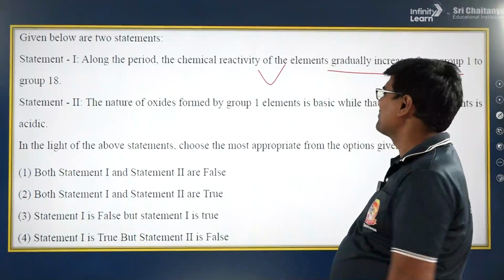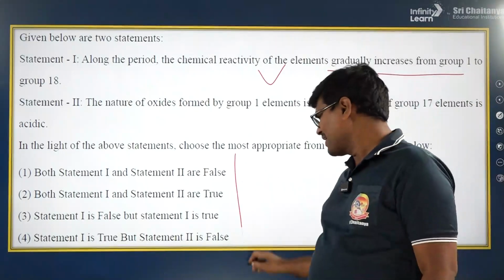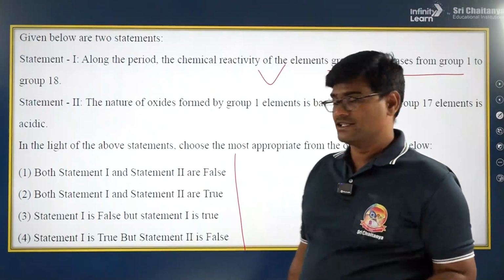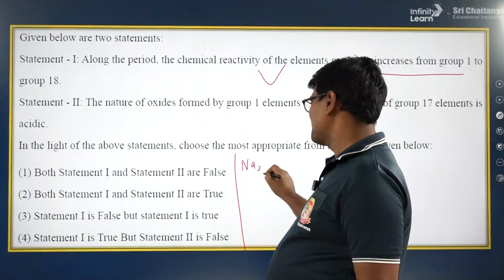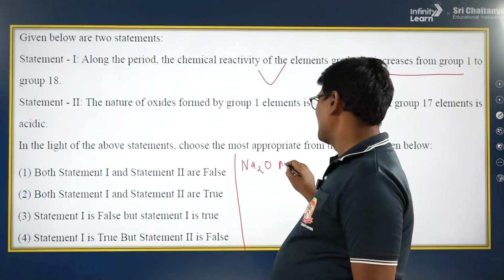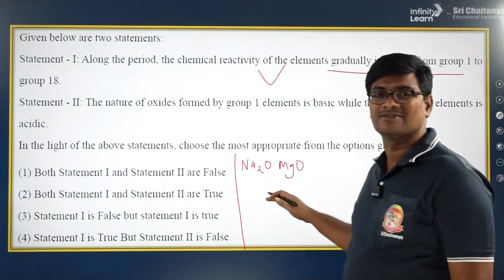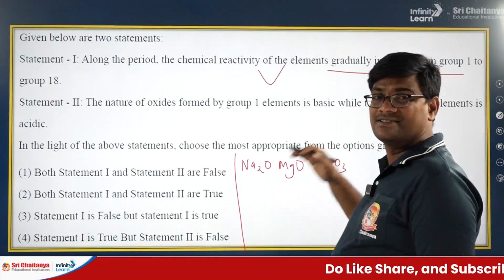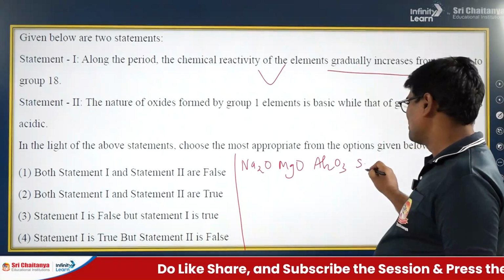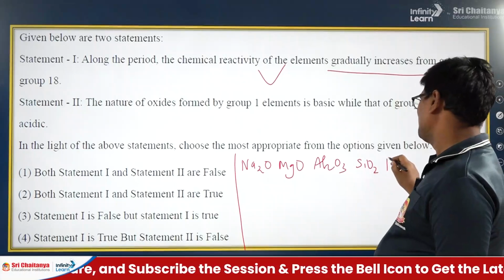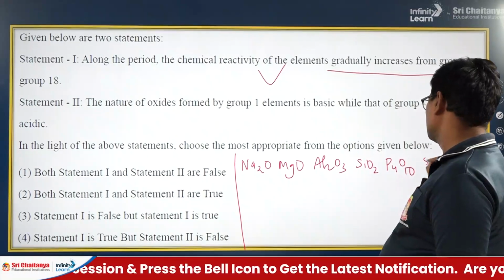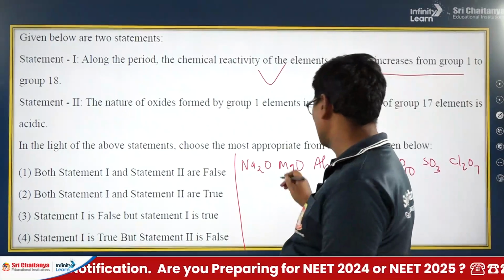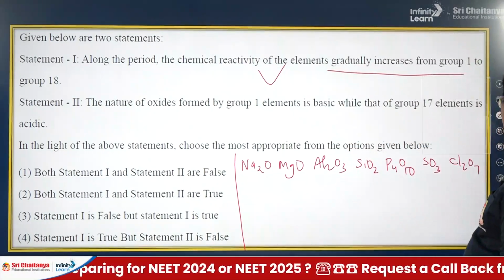Now, the nature of oxides formed by group 1 elements. We know that from left to right, acidic strength increases and basic strength decreases. For example, Na2O is a basic oxide, and MgO is also a basic oxide. Al2O3 is amphoteric, which means basic nature decreases and acidic nature increases. SiO2 is weakly acidic and P4O10 is weakly acidic. SO3 is strongly acidic. Cl2O7 is also strongly acidic. So what is the order of the trend we are going to get here?